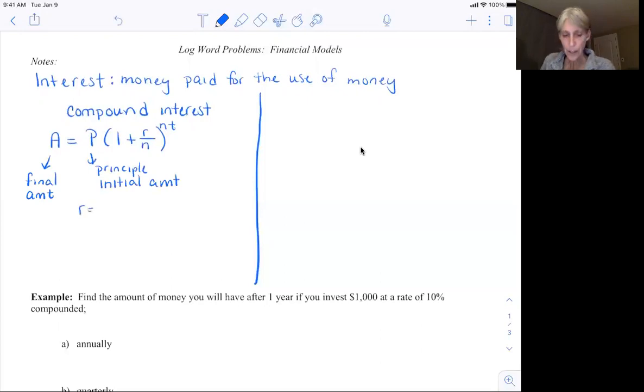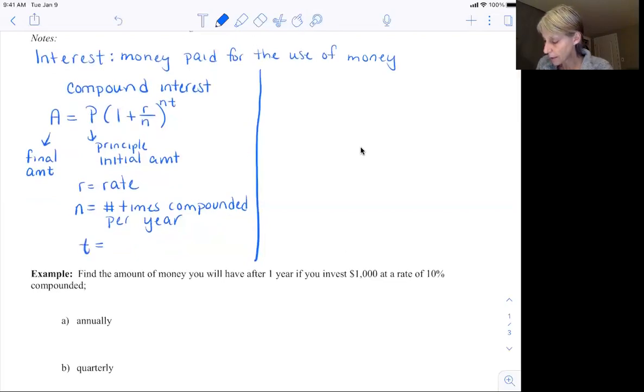R in this equation is the rate, the interest rate. N is the number of times it's compounded per year. So for instance, if it's compounded semi-annually, that's twice. If it's compounded monthly, N would be 12. If it's compounded daily, N would be 365. So you sort of have to know those numbers. And obviously T is time.